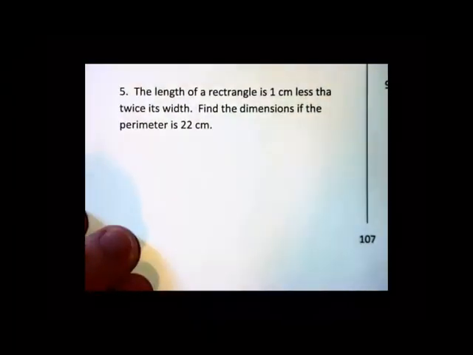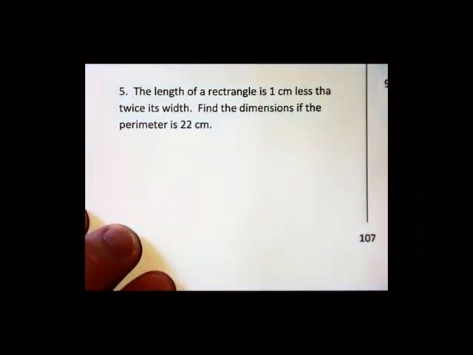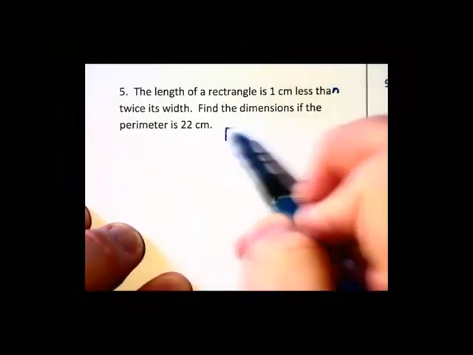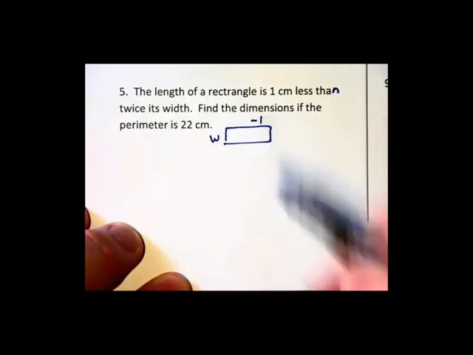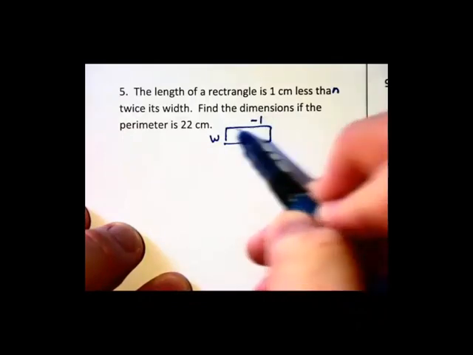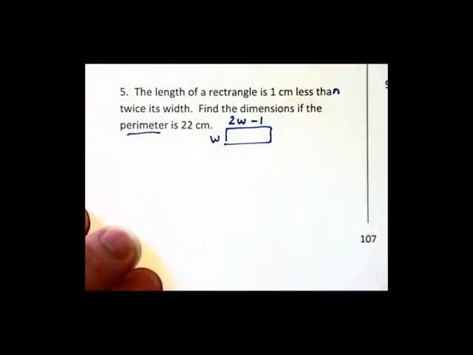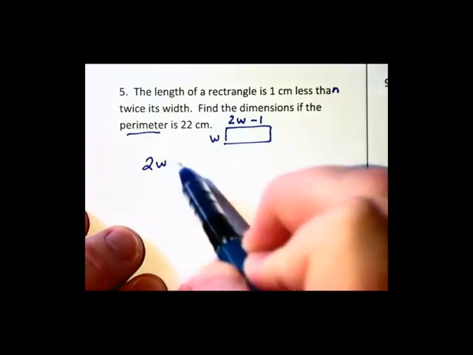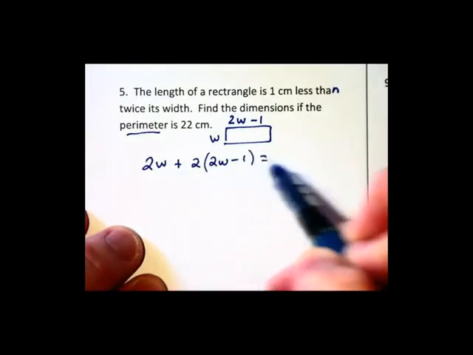Okay, the length of a rectangle is 1 centimeter less than, missing the n, twice its width. So here we go. Here's the width, 1 less than, the minus 1 comes afterwards, twice the width, there's my 2w. This time we're dealing with perimeter, which tells us we're going to deal with addition. We're going to have 2 of our widths plus 2 of our lengths, adding up to 22.